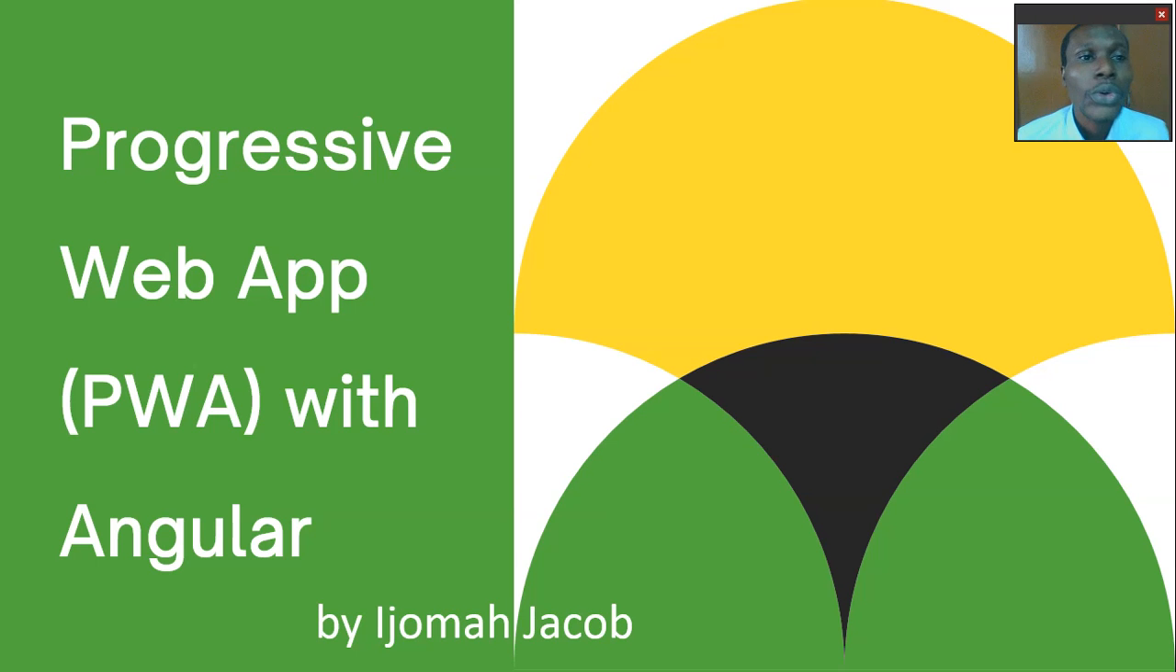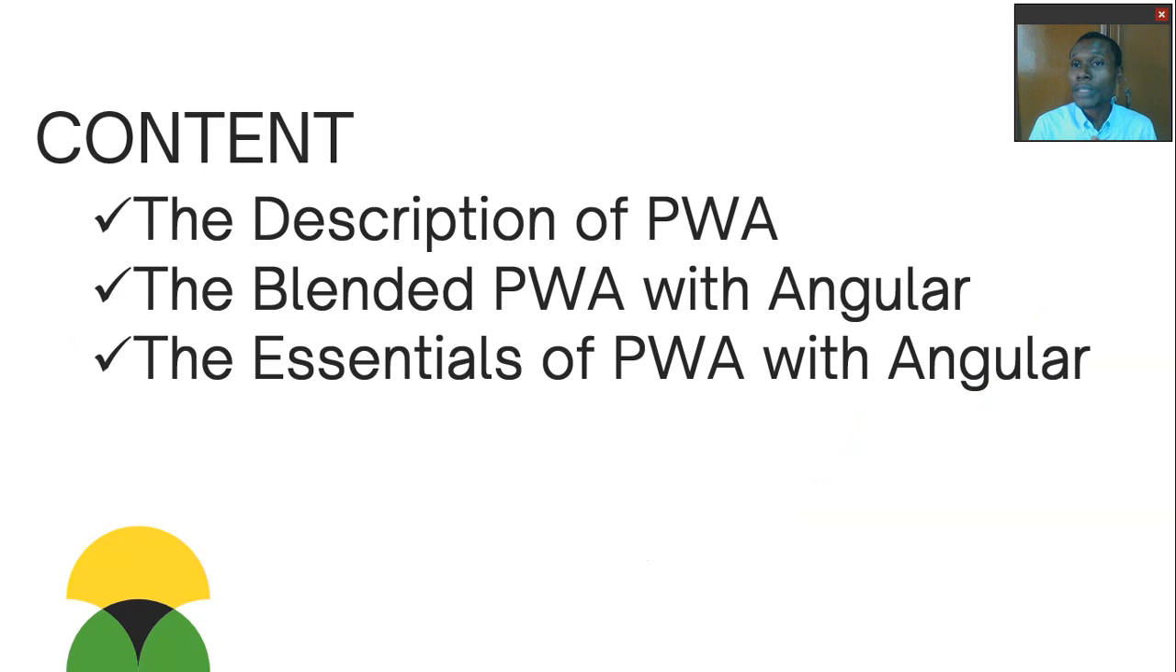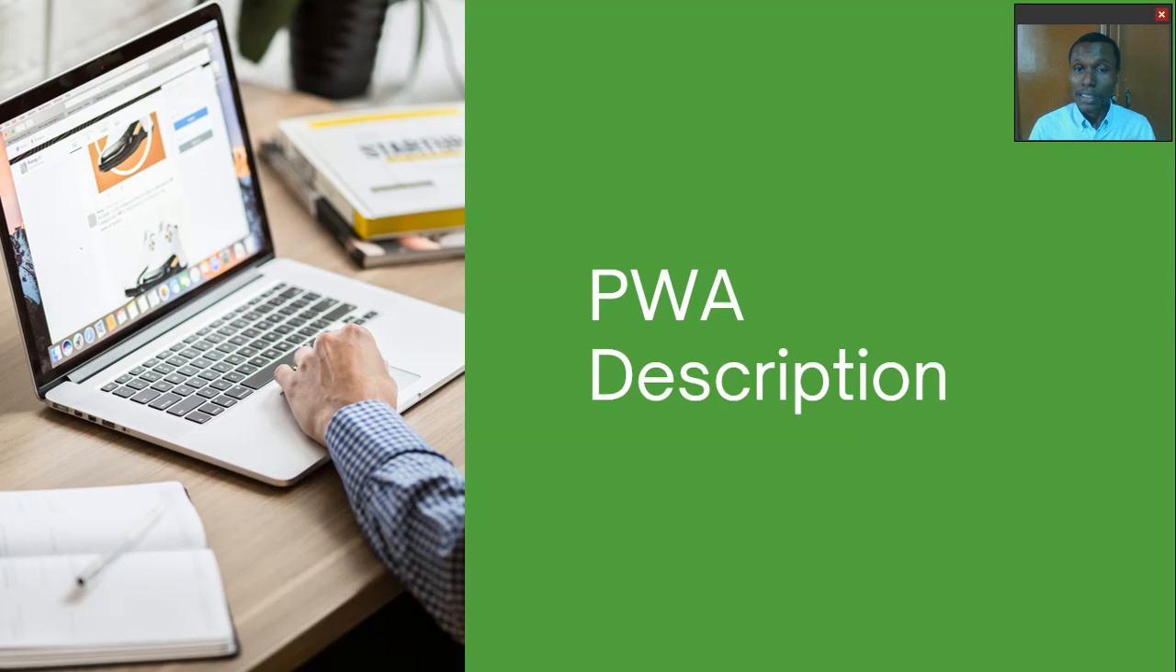All right, so let's proceed with the figures. This was a mobile app report from the Comscore Mobile App 2016 report, which shows more website users than app users, and app users still show greater retention. Then let's proceed straight to our content for this class, which is the description of PWA, the blended PWA with Angular, the essentials of PWA with Angular. All right, without further ado, let's dive in.